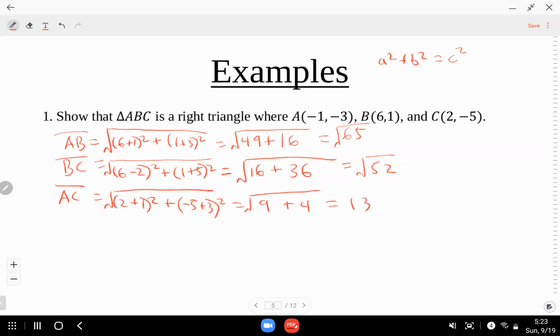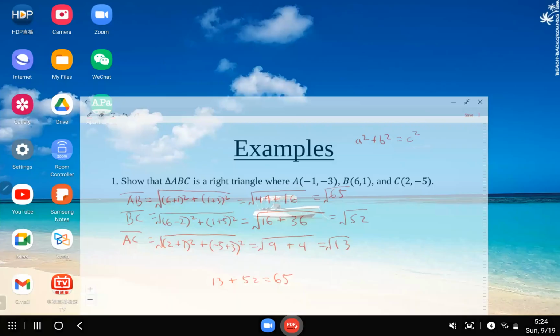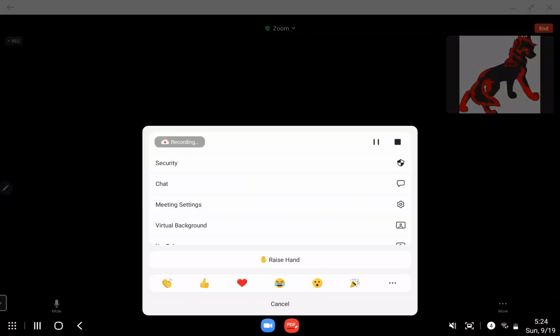All right. Square root of 13. Now, if you square AC and you square BC, then that is equal to AB squared. 13 plus 52 equals 65, which means that yes, this is a right triangle. So very good. Okay. So does everybody understand how we prove that ABC is a right triangle using the Pythagorean theorem? Are there any questions? Any questions?